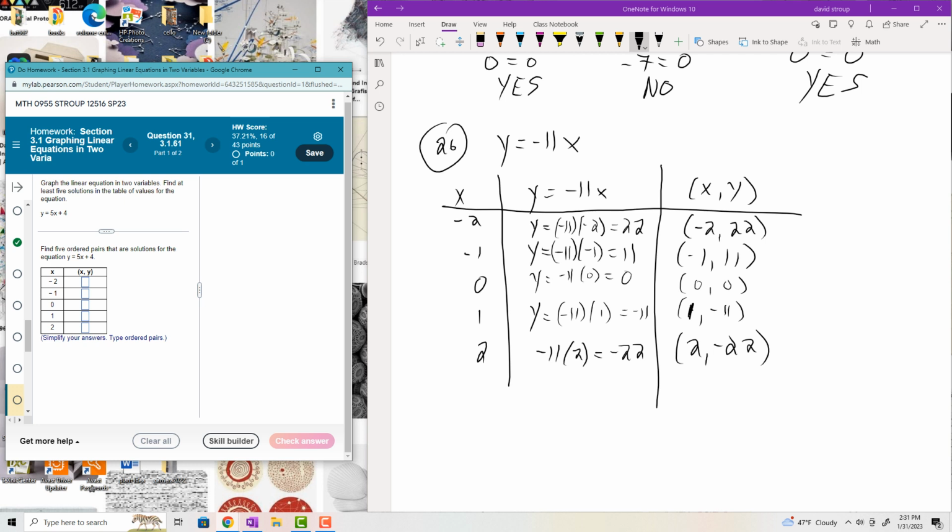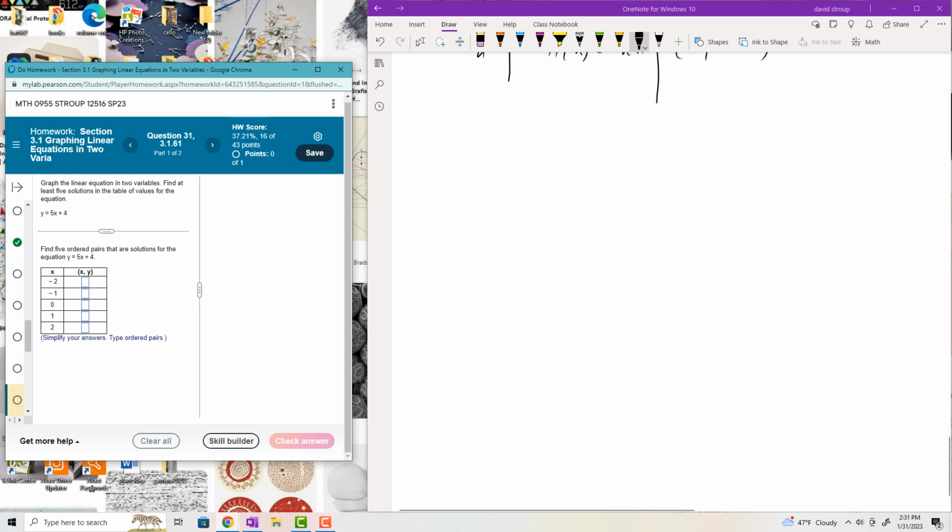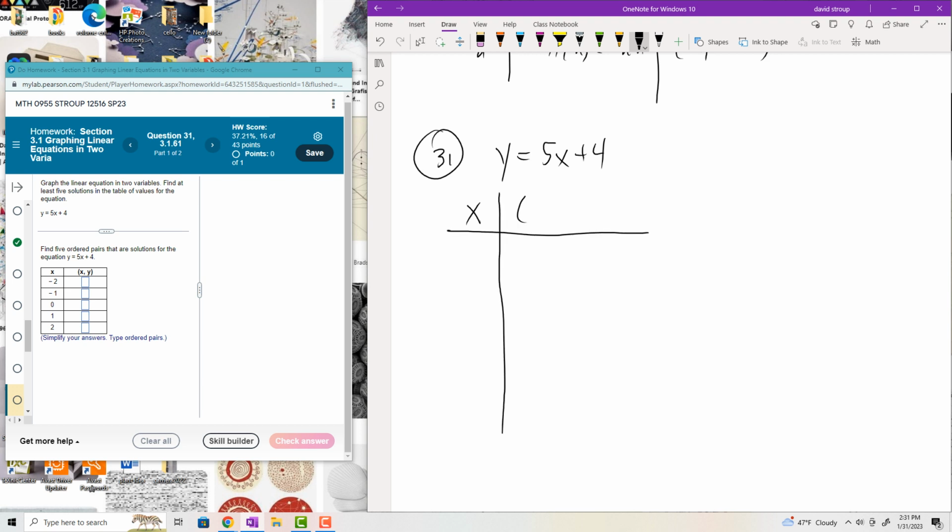Let's try this one. It's problem 31. This time the equation is y equals 5x plus 4. And in your table here, you're going to put the ordered pairs on the other side. And you're going negative 2, negative 1, 0, 1, 2. So you're using the equation to get the y coordinate. So you're plugging those x values into that expression boxed in red. So it's going to be 5 times negative 2 plus 4 for the y coordinate.